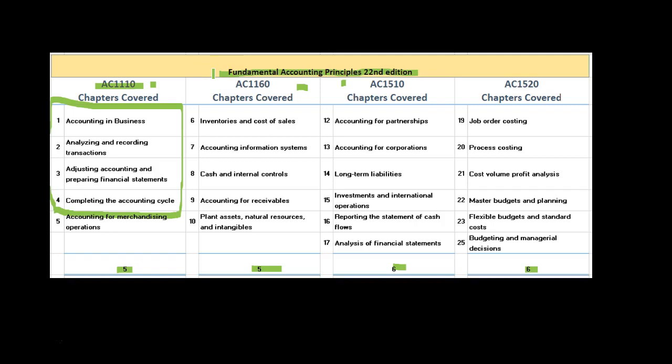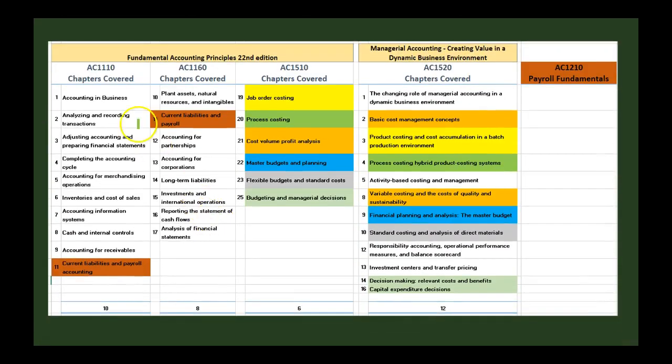At this point in time, the distribution of material now looks like this. Accounting 1110 has 10 chapters, then it goes down to 8 chapters, then it goes down to 6 chapters, and then we went to a whole new book over here, even though for some reason this book covers the same material as this book.